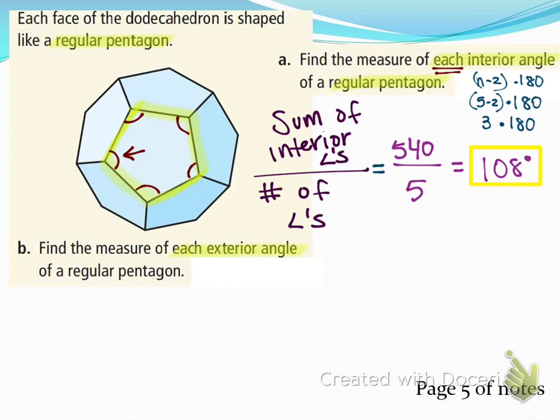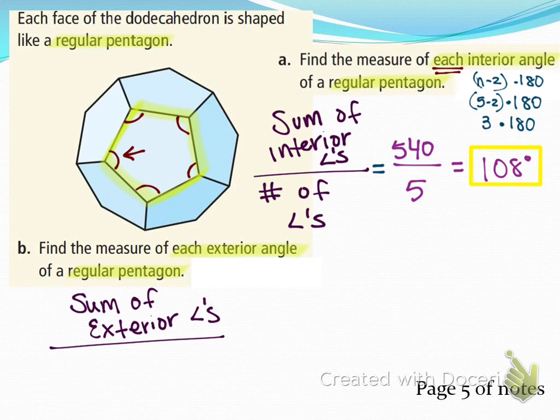Find the measure of each exterior angle, still of a regular pentagon. It's the same process, just the top number is easier to figure out. We're going to take the sum of the exterior angles, and then still divide by the number of angles. We want to figure out how many degrees each exterior angle is.